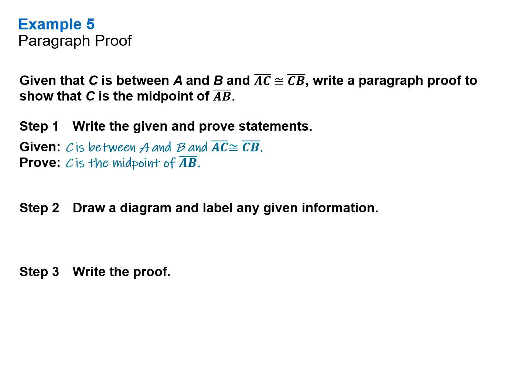You're given C is between A and B and that line segment AC is congruent to line segment CB. Prove that C is the midpoint of line segment AB. Well, let's draw a diagram. Here I have C at the center of AB, and I have line segment AC congruent to line segment CB. So let's go ahead and write the proof.